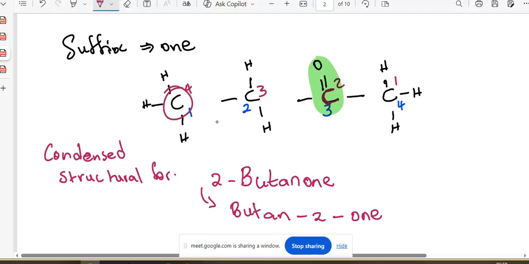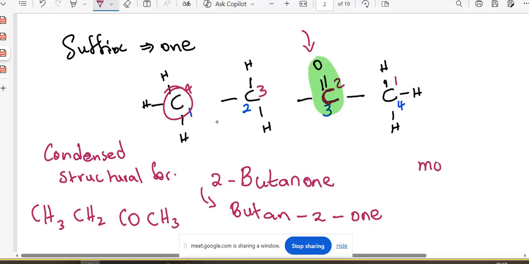This carbon has how many hydrogens? 3. So it will be CH3. The next carbon, it will be CH2. The next carbon, very important. Can you see that this carbon that has the functional group, it doesn't have any hydrogens. So we're going to write it as CO. You leave it like that. Then you write the final carbon with CH3. This will be the structural formula.